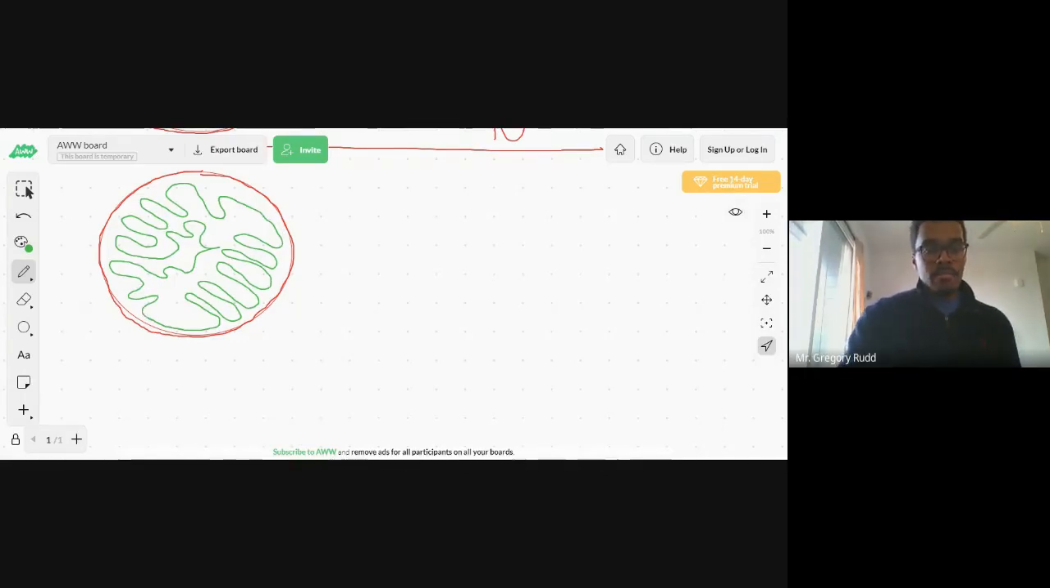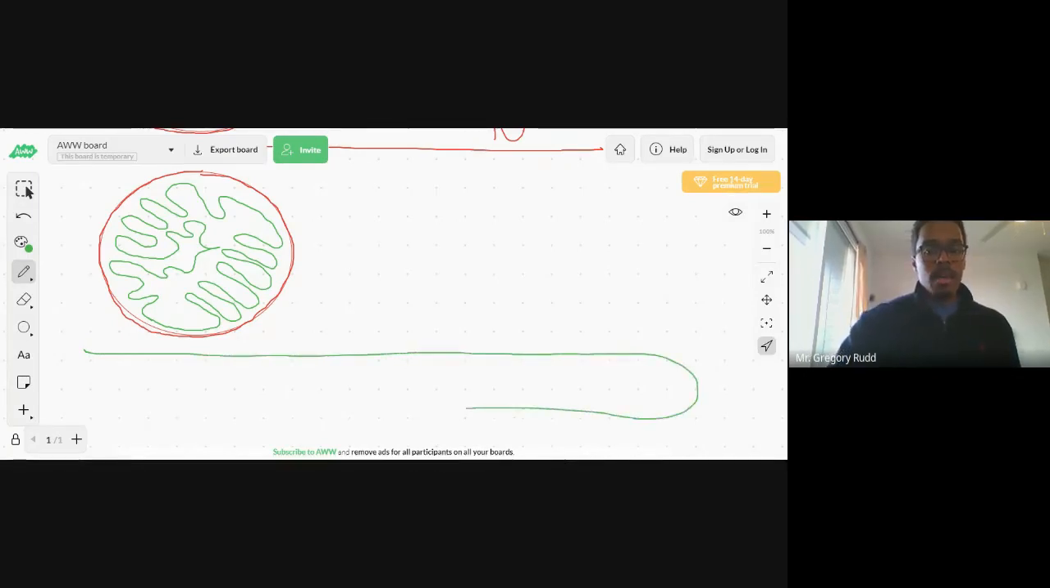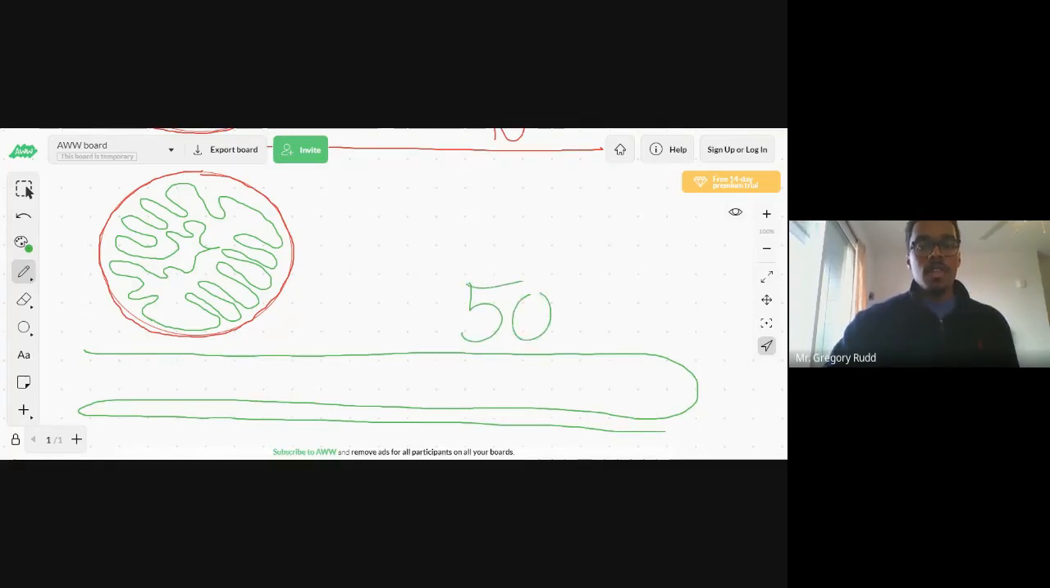Now I've got, if I were to stretch that out and straighten it out, it's going to be much longer. It might even loop around again. So now let's just say that this is 5 times as long. It's 50. So we greatly increase the surface area by incorporating folds in the mitochondria.